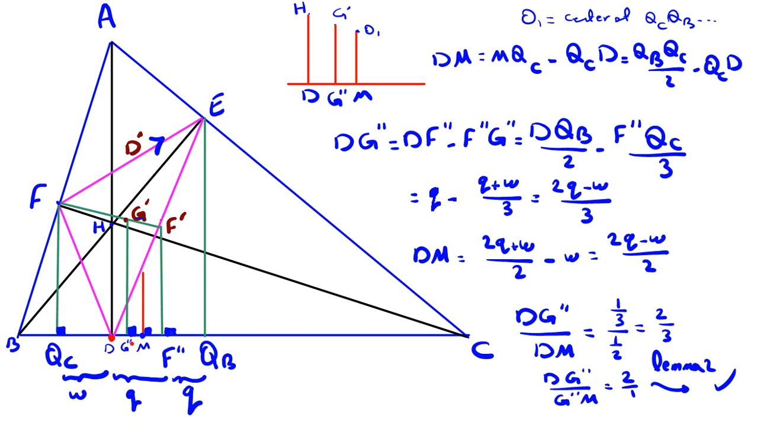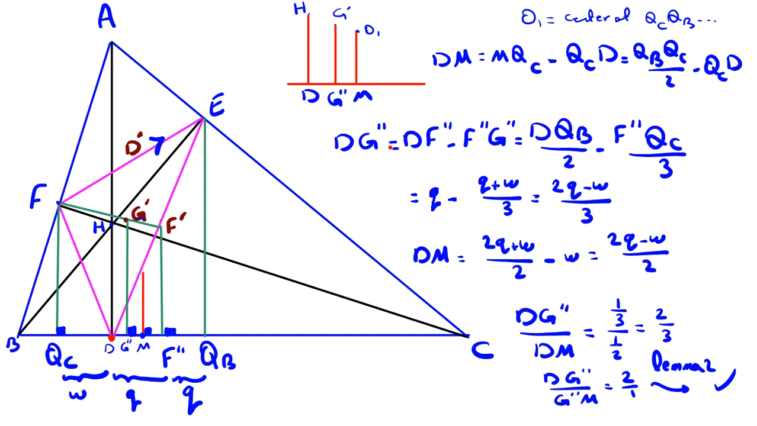Let's consider this one W. So DQB, what is DQB? Q plus Q, 2Q, minus F double prime QC. F double prime QC is W plus Q over 3. If we consider a common denominator, it would be 3Q minus Q, 2Q minus W. Now let's find DM. What is DM? QBQC over 2. QBQC over 2 is 2Q plus W over 2 minus QCD. QCD is what? W. So it would be 2Q plus W minus 2W, 2Q minus W over 2.